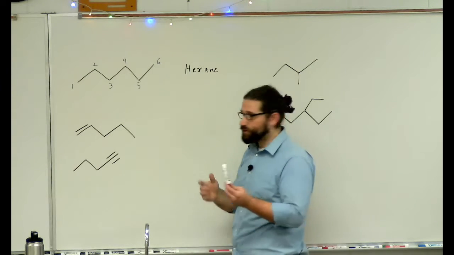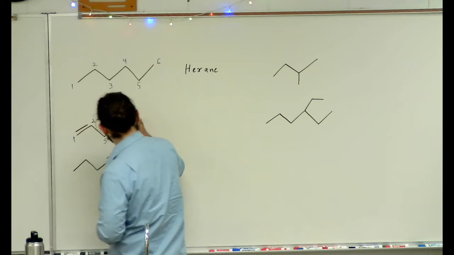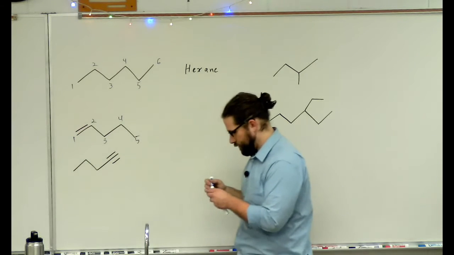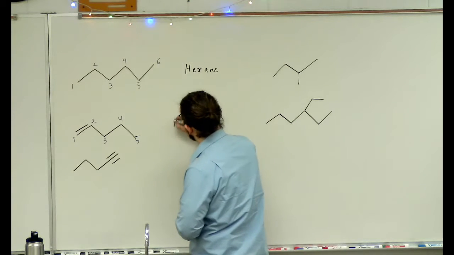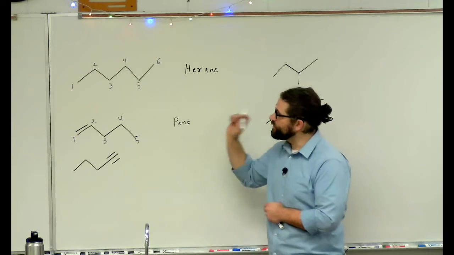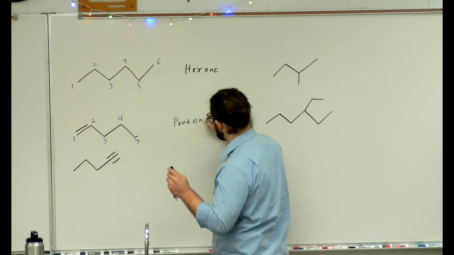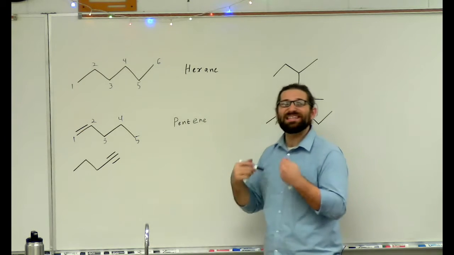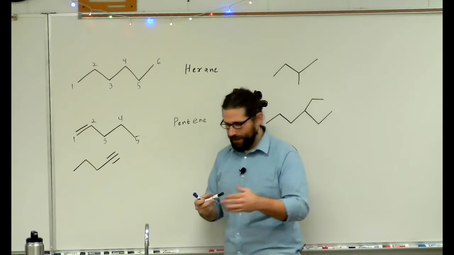All right. Next one, I have a 1, 2, 3, 4, and 5. Means it's going to be pent. Pent for 5. And now it has a double bond right at the beginning. So we would give this an ene for our suffix. So pentene would give it slightly different properties than pentane.